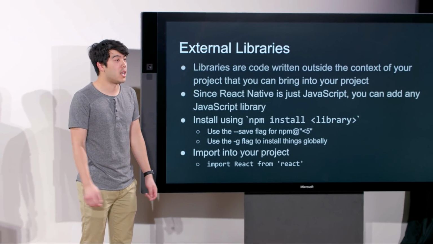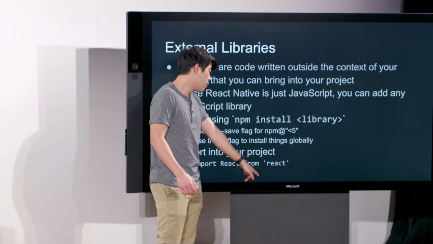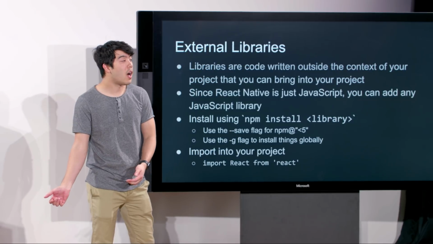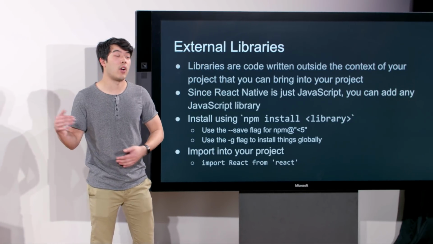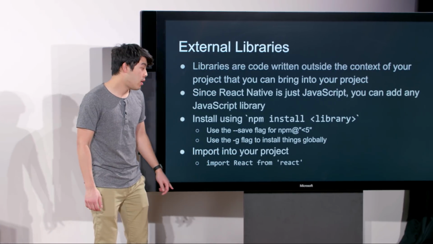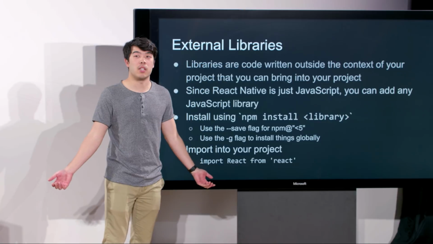And so if I want to use any other library, all I have to do is npm install that library, make sure that it's added to our package.json so other people who use our project can go ahead and install that for themselves, and that's done automatically by npm. And then we can go ahead and import that into our project and use it as we please.